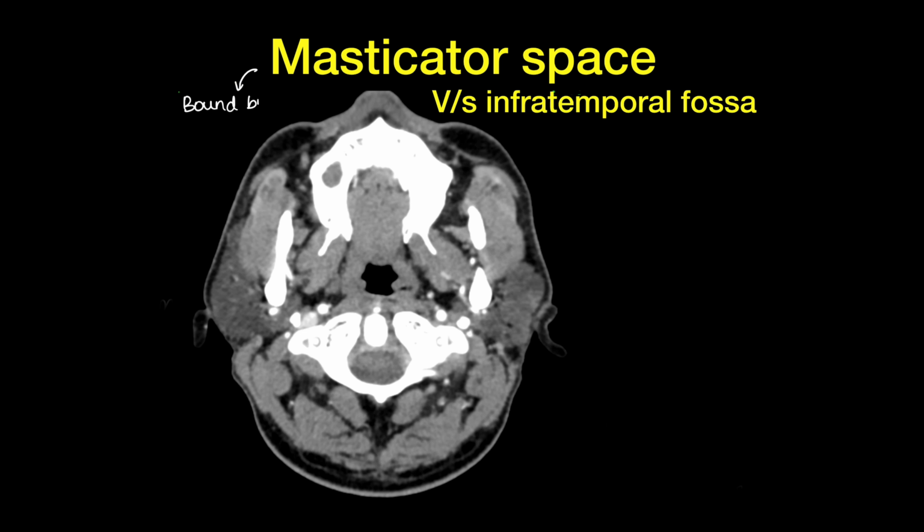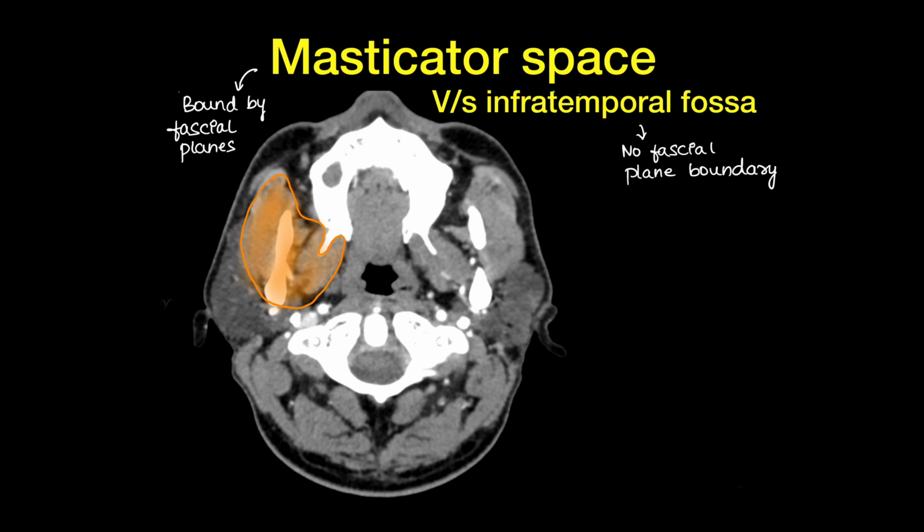What is the difference between the masticator space and the infratemporal fossa? Many of you will get confused. The masticator space is bound by fascial planes, whereas the infratemporal fossa is not an actual space. It is just a location not bound by fascial boundary.